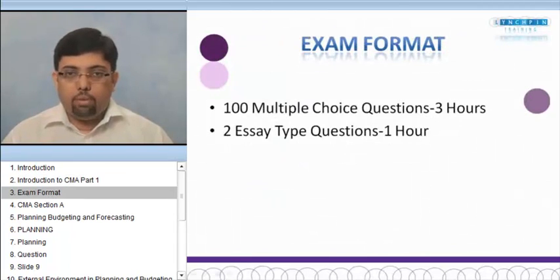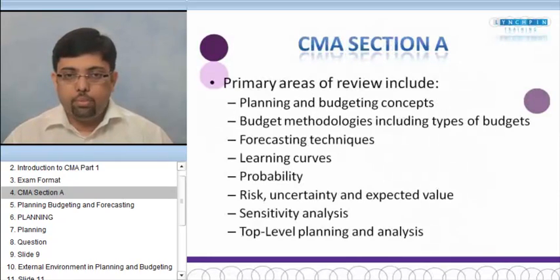The exam format of the CMA exam is 100 MCQs in 3 hours. So you will have 180 minutes to complete 100 MCQs, which is 1.8 minutes per MCQ. There will be 2 essay type questions for 1 hour, and the timing can differ. For example, there can be 2 questions of 30 minutes each, or it can be 40 minutes and 20 minutes, and it can have sub questions also, which we are going to go through in a later part of the syllabus.